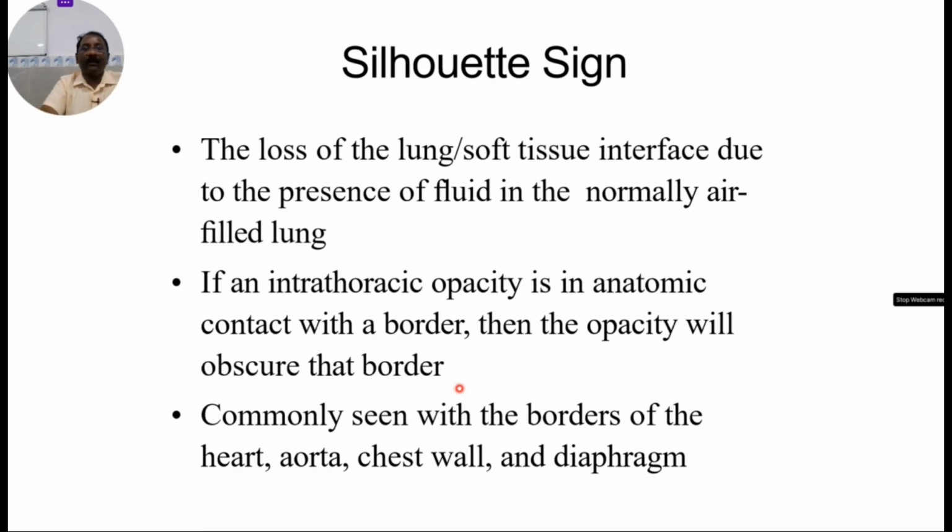Silhouette sign. The loss of the lung or soft tissue interface due to the presence of fluid in the normally air-filled lung. So that is the sign. So the reason here is the presence of fluid in the normally air-filled lung. If an intrathoracic opacity is in anatomic contact with a border, then the opacity will obscure that border. Commonly seen with the borders of the heart, your right heart and the left heart, aorta, chest wall, and the diaphragm. Mostly we see it with the heart and with the diaphragm, at the costophrenic angles or at the cardiophrenic angles.